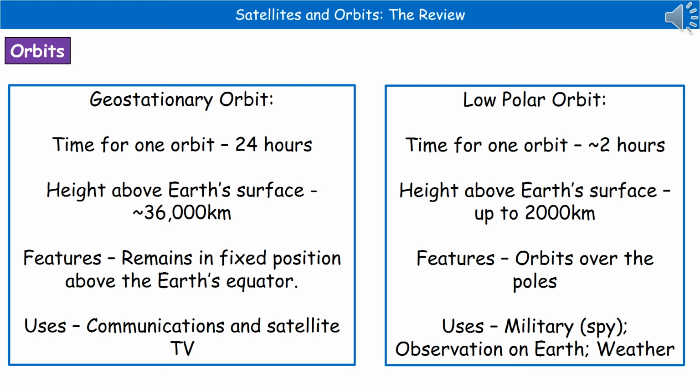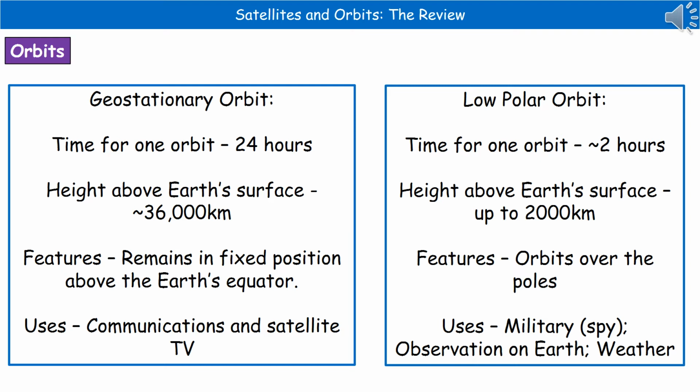The geostationary orbit satellites will be higher above the Earth's surface at about 36,000 kilometers, and we use them for communications and satellite TV. If you think about satellite dishes on houses along your road, you'll notice they all point in the same direction. The whole idea behind that is our satellite TV satellite is in a geostationary orbit, therefore in one position up in the sky, so all those satellite dishes pointing in that one direction are always going to be pointing at the satellite.